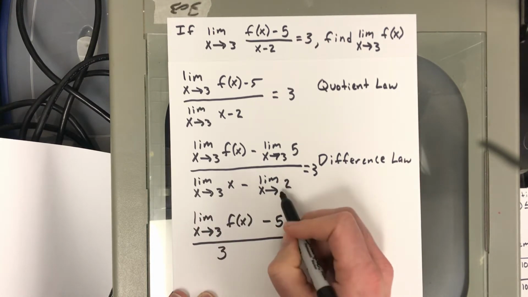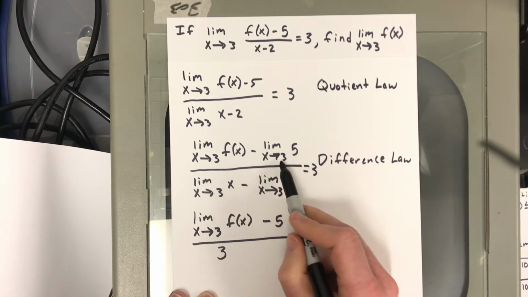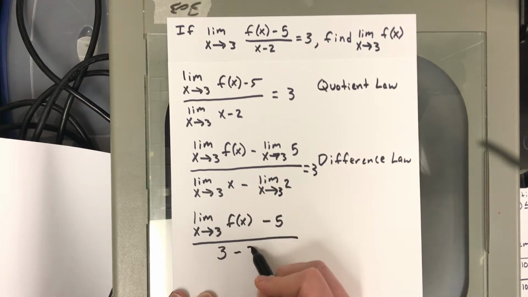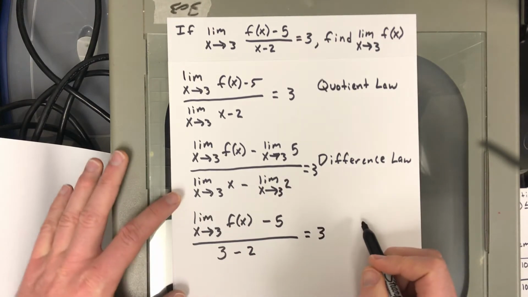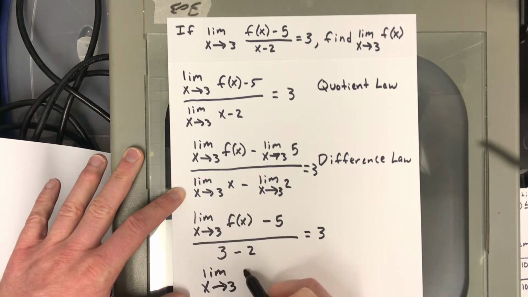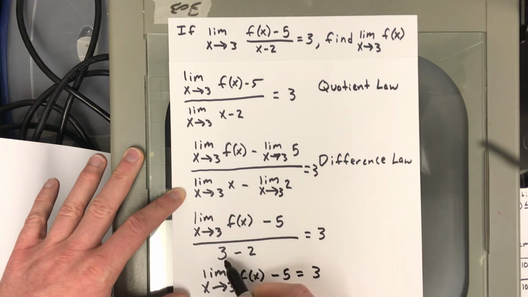So this is really the limit as x approaches 3 of x is just 3. And of course, I forgot to put a 3 there. Just like on the above limit as x approaches 3 of 5, the limit as x approaches 3 of 2 is going to be just 2, so minus 2. And that all equals 3. Now from there you can see that the bottom is 1, so I can actually write that as over 1. So really I just have the limit as x approaches 3 of f of x minus 5 equals 3, right? Because if I have something over 1, I don't really have to write it over 1.